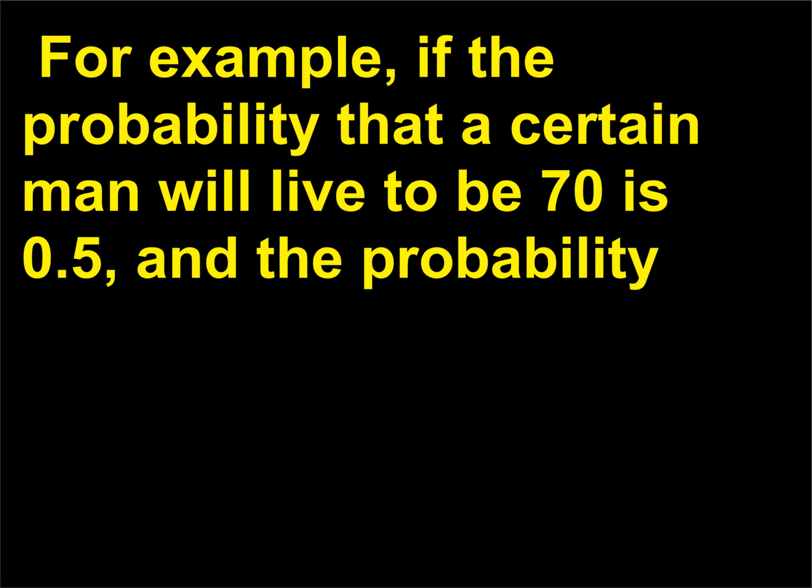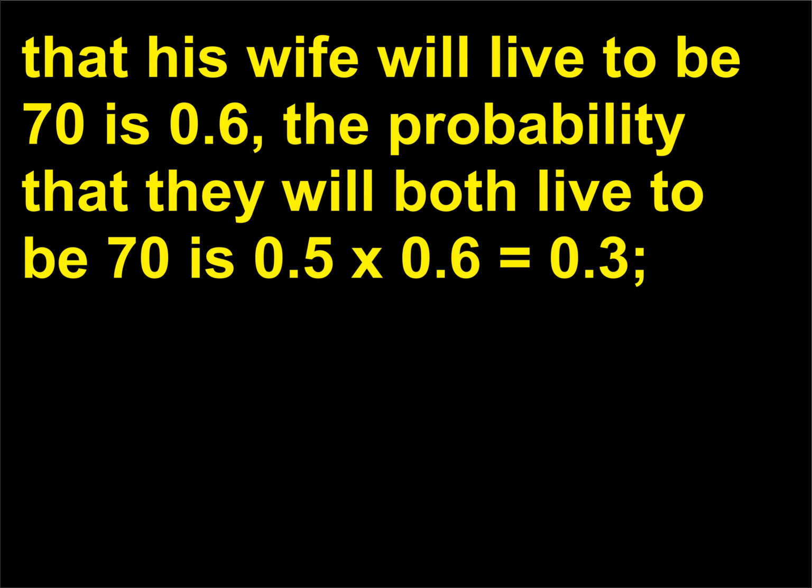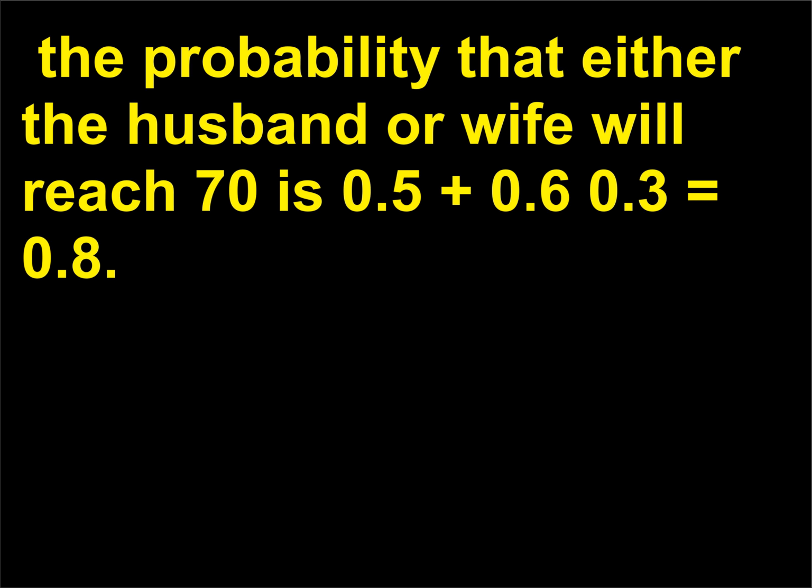For example, if the probability that a certain man will live to be 70 is 0.5, and the probability that his wife will live to be 70 is 0.6, the probability that they will both live to be 70 is 0.5 x 0.6 equals 0.3. The probability that either the husband or wife will reach 70 is 0.5 plus 0.6 minus 0.3 equals 0.8.